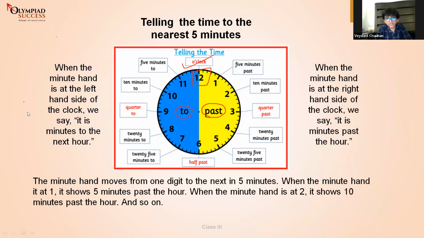Now see, for example, suppose I take the time where the hour hand is at 7, since this is my short hand, and the minute hand is pointing at 12. If it is exactly pointing at 12, this is 7 o'clock. Yes or no? This is 7 o'clock.